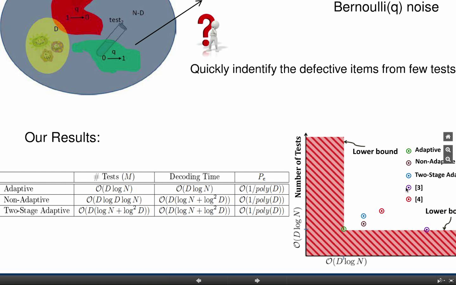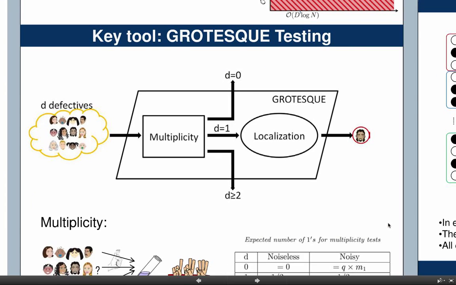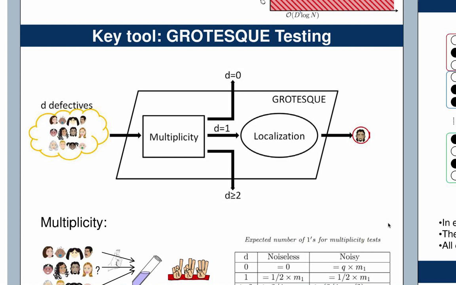In comparison with previous work, we can see that this is much better. Alright, so let's go into the main ideas in our algorithm. The first key tool that we use is this building block called GROTESQUE testing. What this does is, given a population of d defectives, it allows us to build a collection of tests so that the outcome is one of the following.